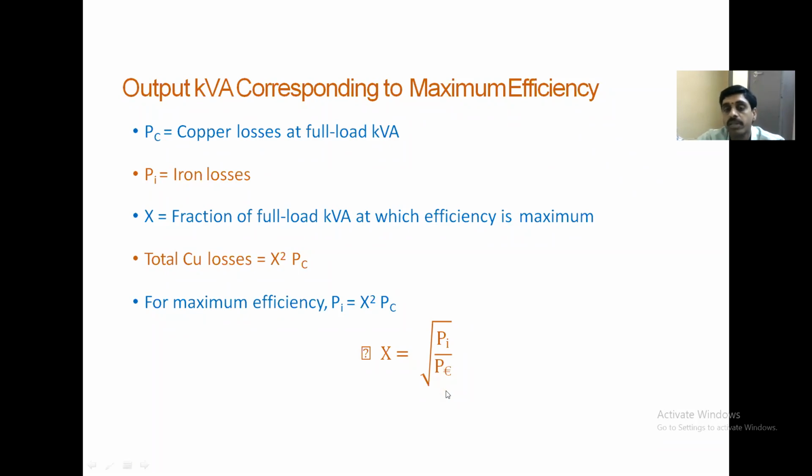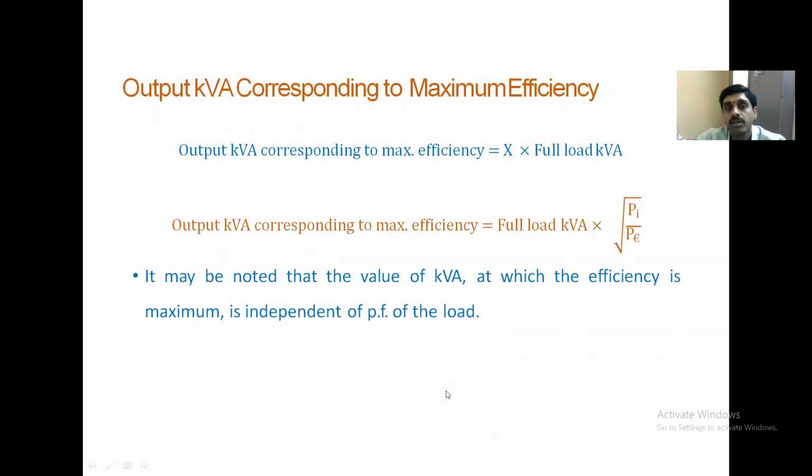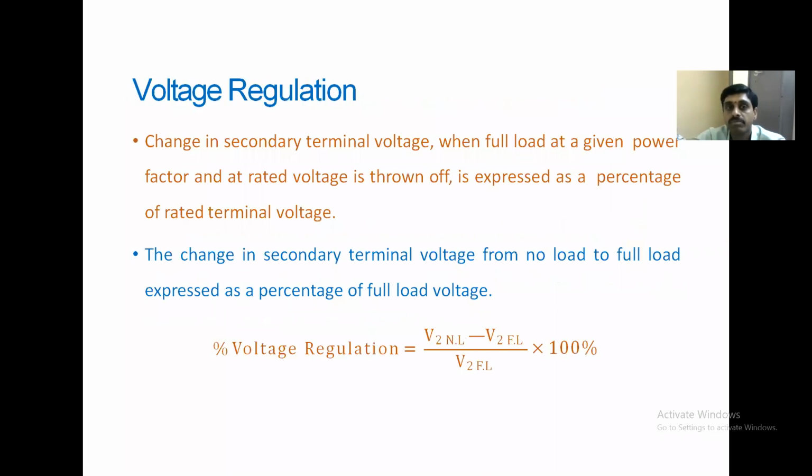These formulas are important in calculations. So output kVA is equal to full load kVA into X. X means square root of Pi by Pc. So it may be noted that the value of kVA at which efficiency is maximum is independent of the power factor of the load. Just now I said there is no point of power factor in any stage here in the efficiency calculation. Therefore, whether it is lagging power factor, leading power factor, or unity power factor, this maximum efficiency condition will be there.